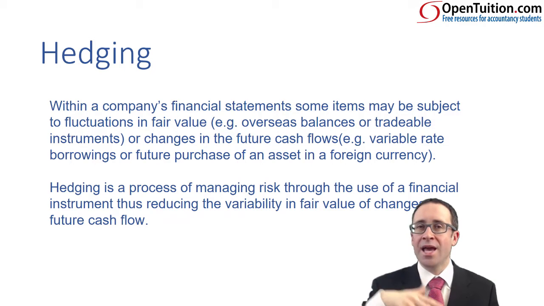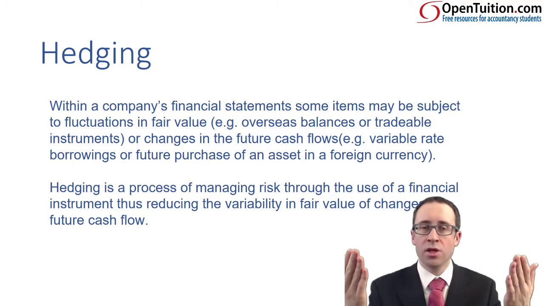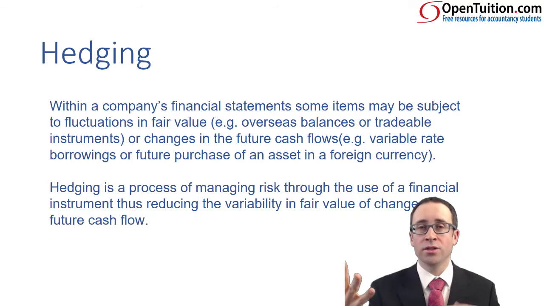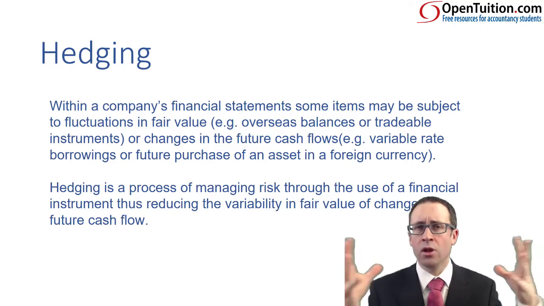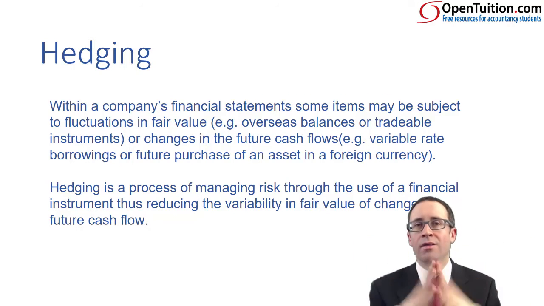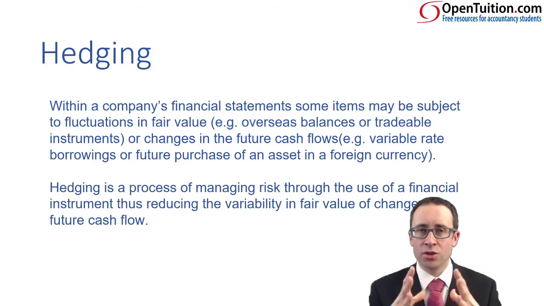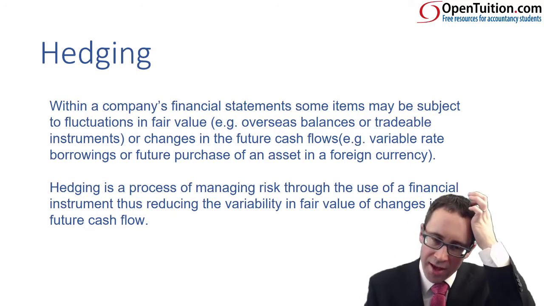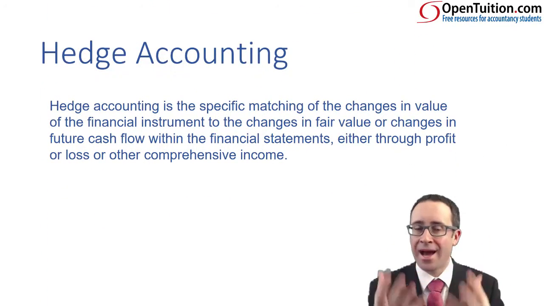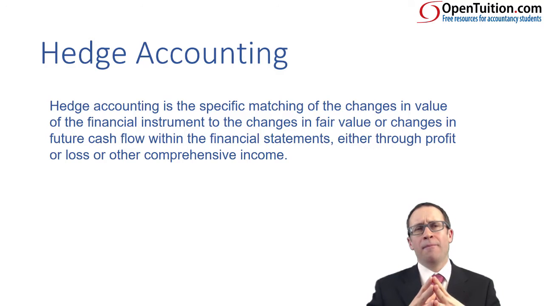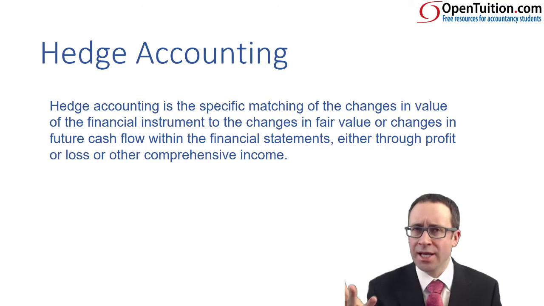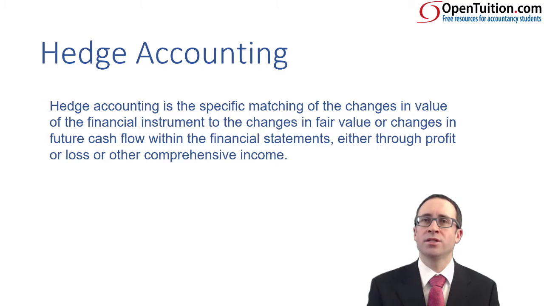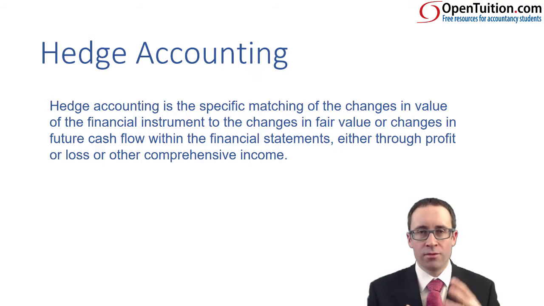So that if there is a gain on one side, there will be a loss on the other. If there is a loss on one side, there will be a gain on the other, and those losses and gains will therefore net off each other. But that's where we then go through and bring in the accounting aspect. Make sure you understand what hedging is, okay? Trying to minimize the risk, and how we do it through the use of a financial instrument.